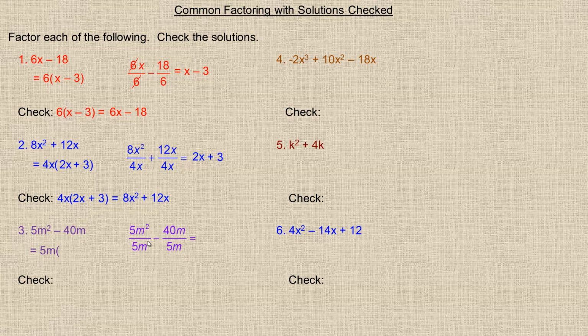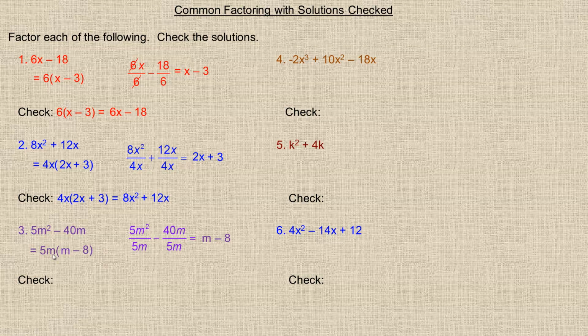So 5m squared divided by 5m. The 5's divide out to give you a 1 here, and m squared divided by m to the first, we subtract the exponents, so 2 minus 1 will give you just an m to the first power, so we put an m here. And then 40m divided by 5m. See, 5 goes into 40 8 times, and the m's divide out. M to the first divided by m to the first would be m to the power 0, which means no m's, so this is just a minus 8. So minus 8 in the end, we close the brackets, so there's the factored form.